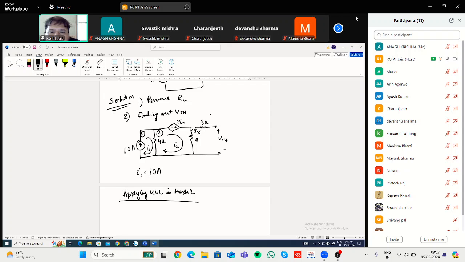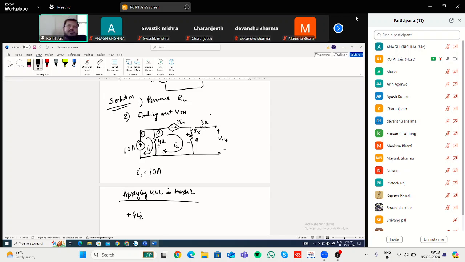I2 will be flowing in this direction, clockwise. For this 4 ohm resistance, you have to put the polarities plus minus because current is flowing from bottom to top and current flows from positive to negative. The polarity of this dependent source is already given. And here also the I2 current flows through, so it will be plus minus. Now applying KVL, if we start with this 4 ohm resistance, then it will be plus 4 multiplied by I2.